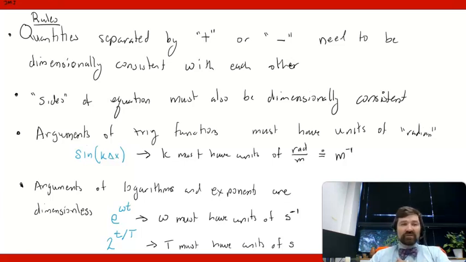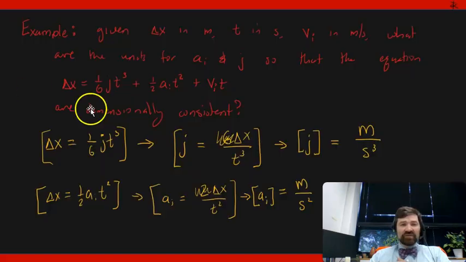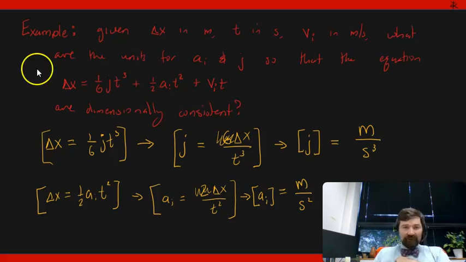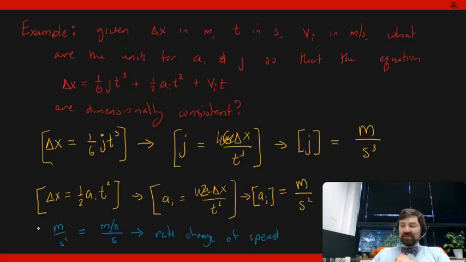Going back to our previous example, the a sub i was meters per second squared. We know that meters per second is a speed, so this could be written, for example, as meters per second per second. Typically, anything per second means something like a rate of change of that thing. So this could conceivably be a rate of change of speed.